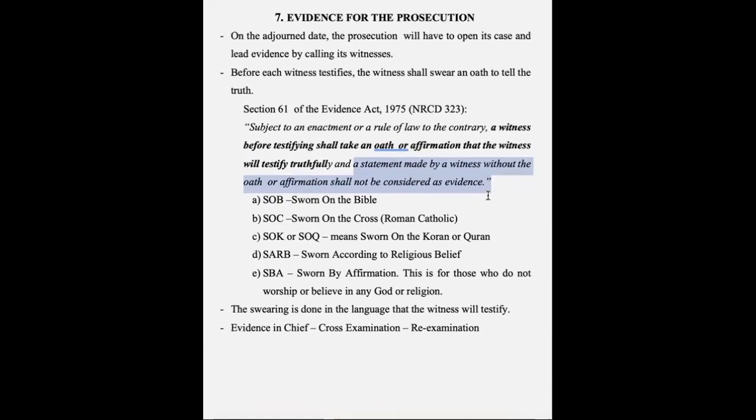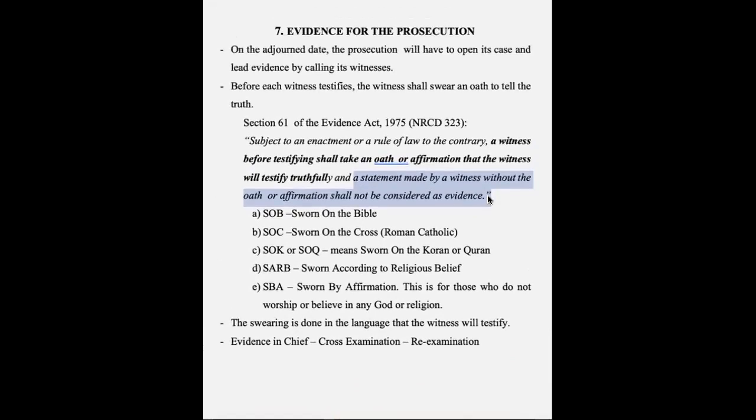So all the prosecution witnesses that will come, PW1, will come and testify. When they come to give evidence, after giving their evidence in chief, which means they tell you the case they have against the accused person, each of them will be cross-examined, and each of them will be re-examined if the prosecution wishes to do so.